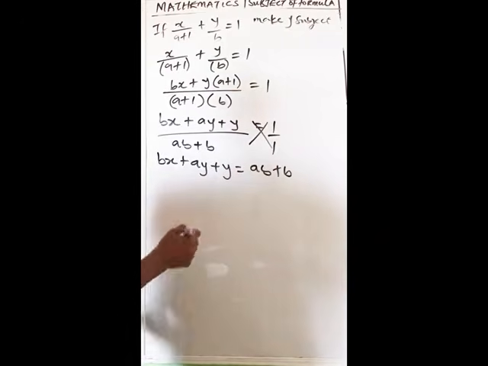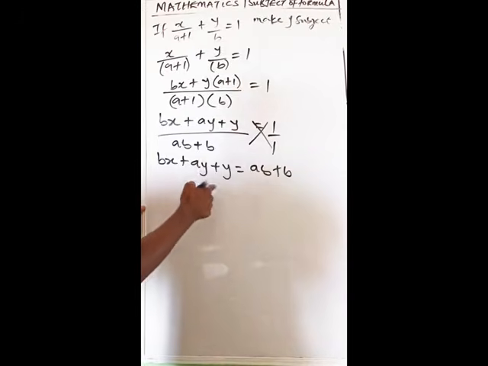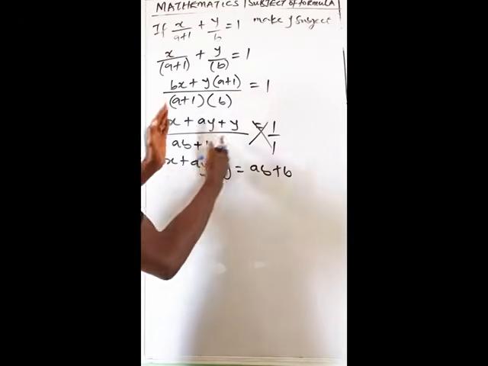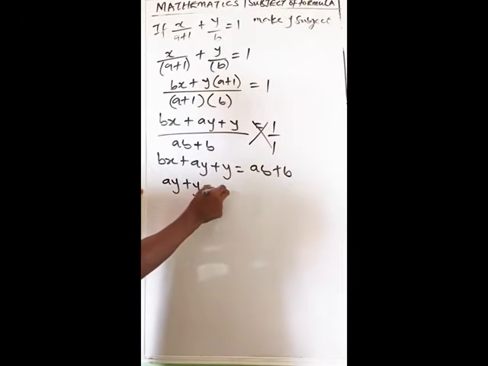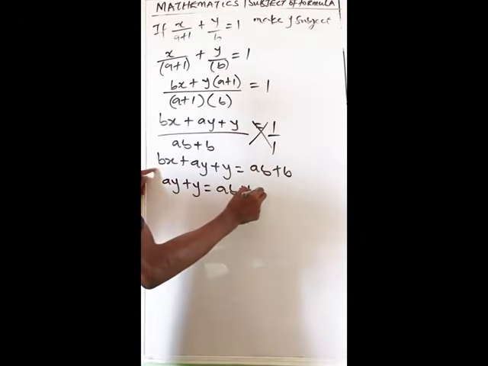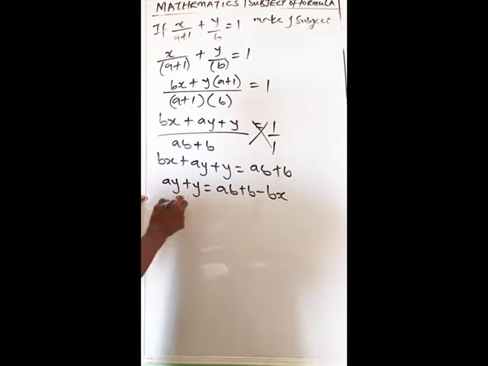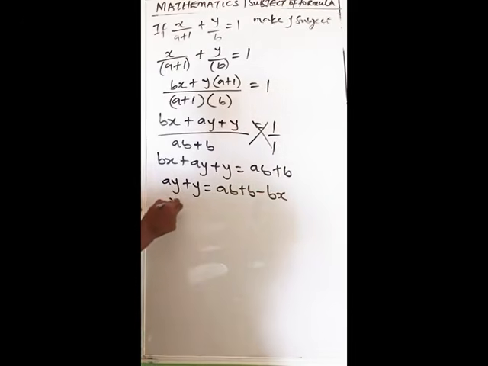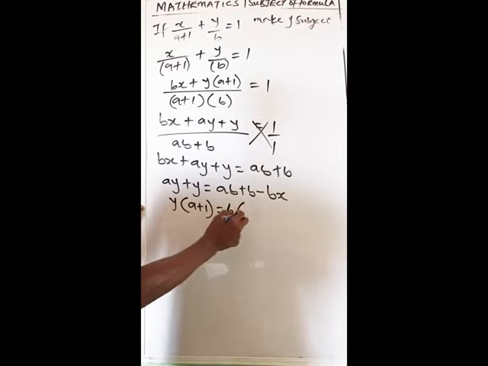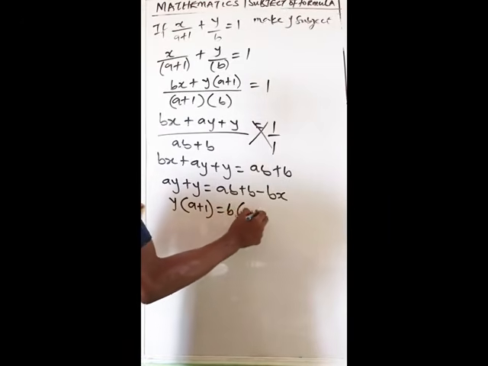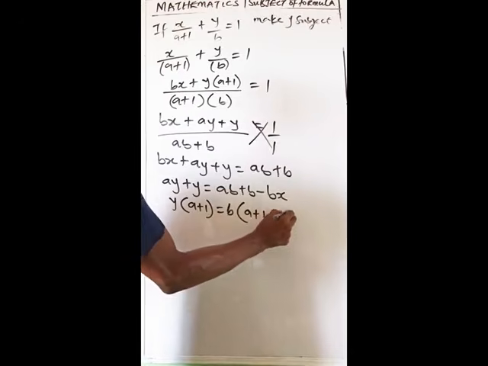Remember, we are making y the subject. So we make everything that has y to be at the same side. Everything without y goes to the other side. So that's going to be ay plus y equals to ab plus b minus bx. So we can factorize here y into bracket a plus 1 equal to b, which is common to everybody here. So we factorize as well, b into a plus 1 minus x.